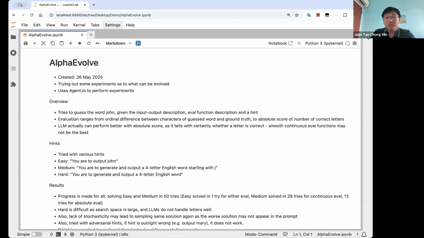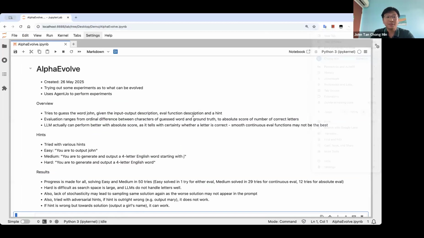Okay, can you see this Jupyter notebook? Can you give me a thumbs up if you can see it?